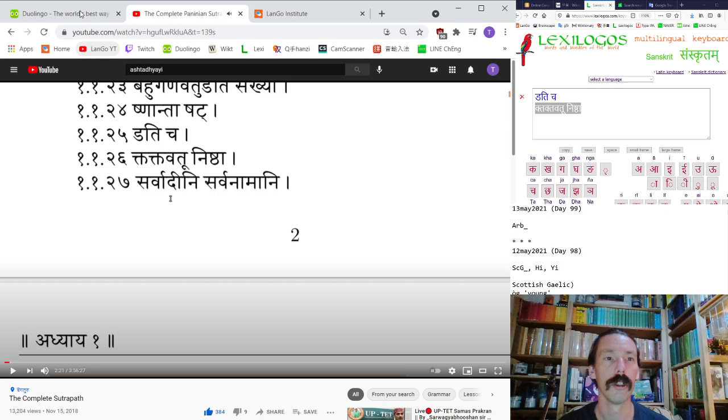Yeah. So we should talk about kta and ktavatu. These are not words, but names of suffixes, derivational ones. And I'll tell you a bit of what I understand about them. Ktavatu. Kta is the first suffix, and ktavatu is the second. This has a short u. The long u in the sutra is an ādeśa. It's a replacement of au, which means it is nominative dual.